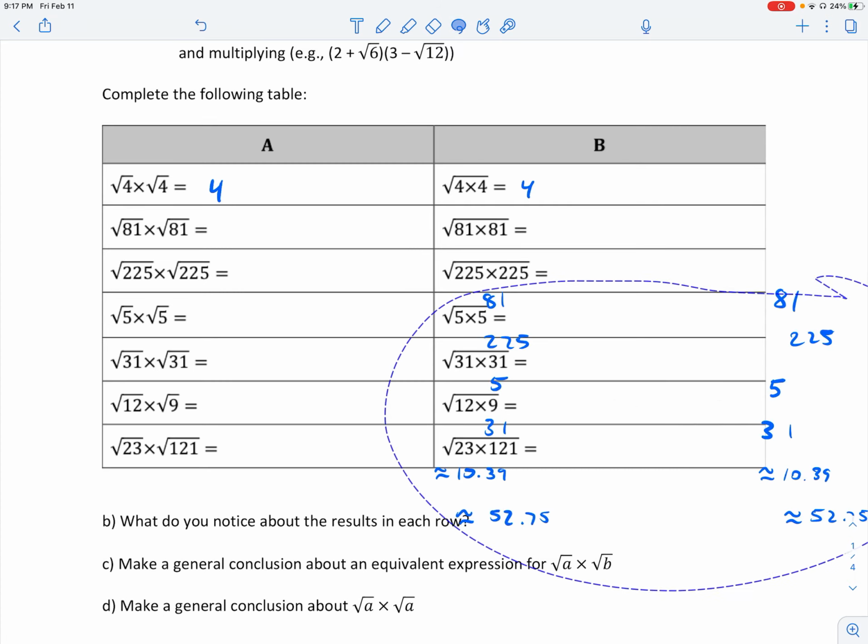Now let's look at some vocabulary for radicals. The radicand: when we say radicand, we're just talking about the number or expression under a radical sign.